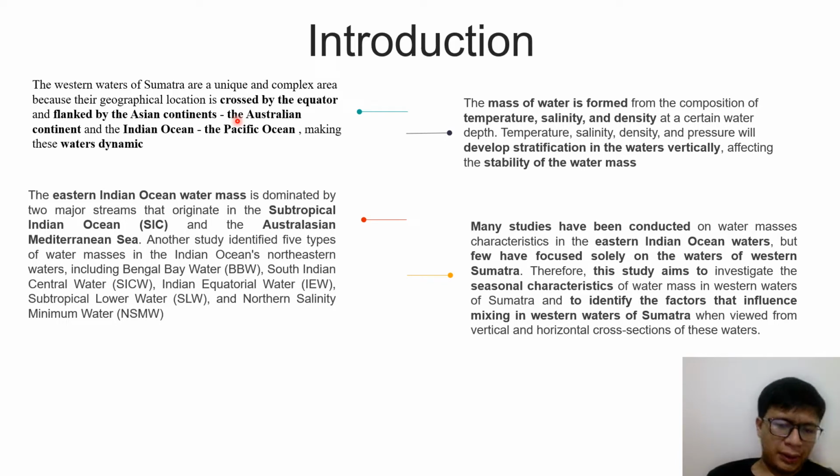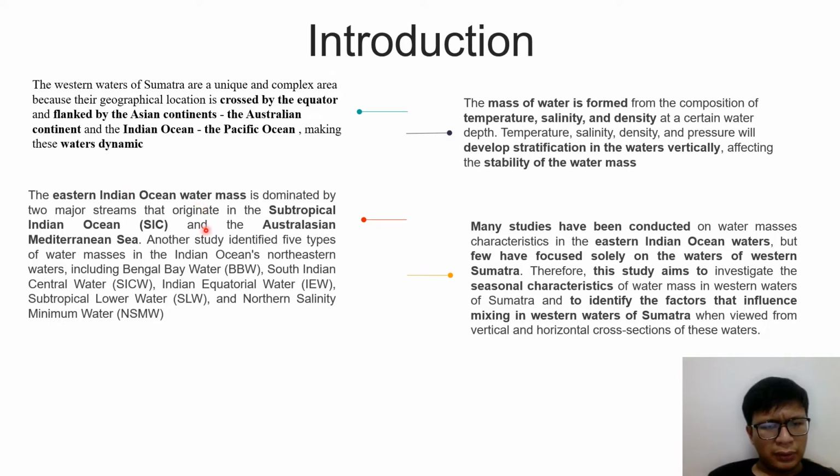The introduction: our research is motivated because the western waters of Sumatra are unique and complex. Because it is crossed by the equator and flanked by the Asian continent to the Australian continent and the Indian Ocean to the Pacific Ocean, making this water dynamic. Water mass is defined by temperature, salinity, and density at a certain water depth. There is developed stratification in the water vertically, affecting the stability of the water mass.